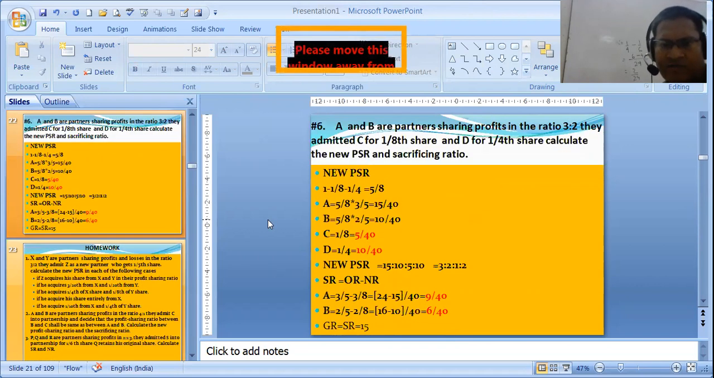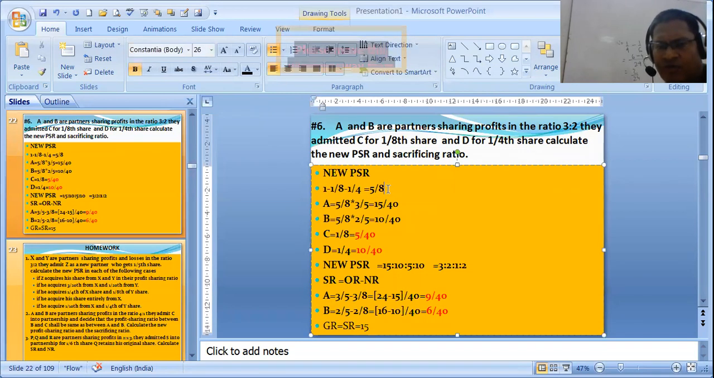See the last sum of the day. A and B are partners sharing profits in the ratio 3 is to 2. They admitted C for 1/8 share and D for 1/4 share. Two partners are at a time admitted into the partnership. Very simple sum. Total profit 1, minus 1 by 8, minus 1 by 4, 5 by 8 of the profit is left.